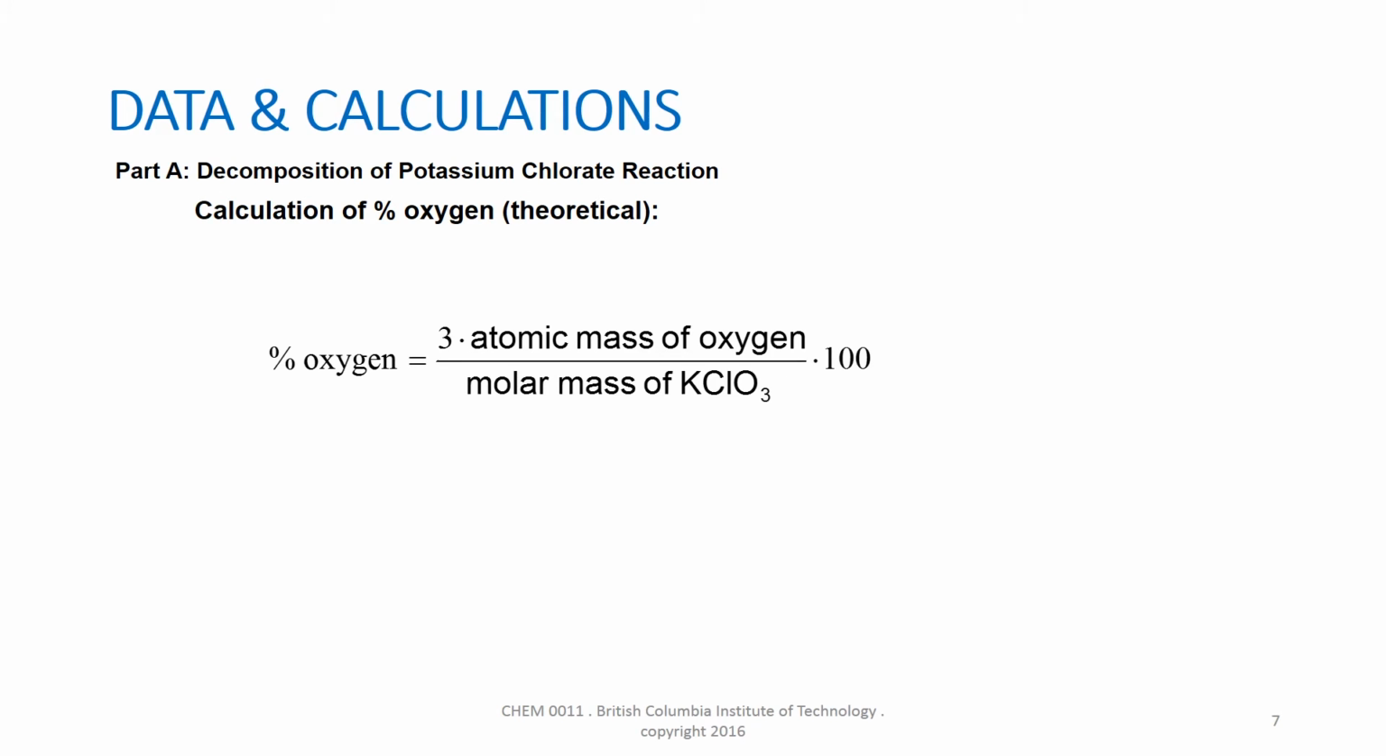The theoretical percent of oxygen in potassium chlorate can be calculated by using the atomic mass of oxygen and the molar mass of potassium chlorate.